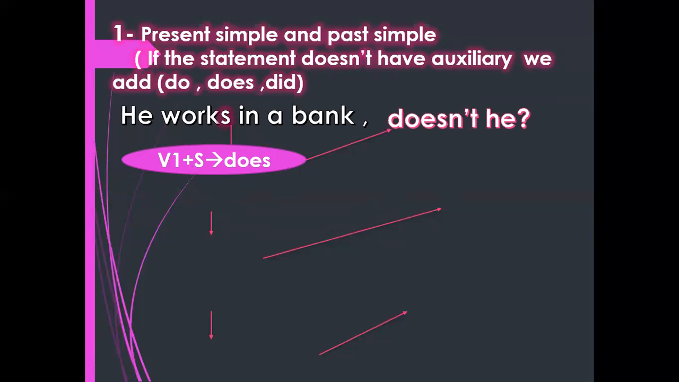Suppose the subject is John. Can we say doesn't John? No, you are going to use a pronoun. The subject must always be in the form of a pronoun. So, he works in a bank. Instead of verb one plus s, you are going to use does. In the negative form, you are going to change it into doesn't. So here the statement is positive, and here it will be a negative question tag.